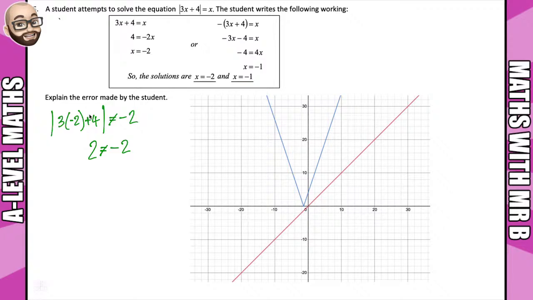If you do 3 lots of -1 and add 4, and then take the modulus, what we actually get there is 1 equals -1. And again, they're not true. Again, trying to stress here, for all of these questions, sketch your graph.